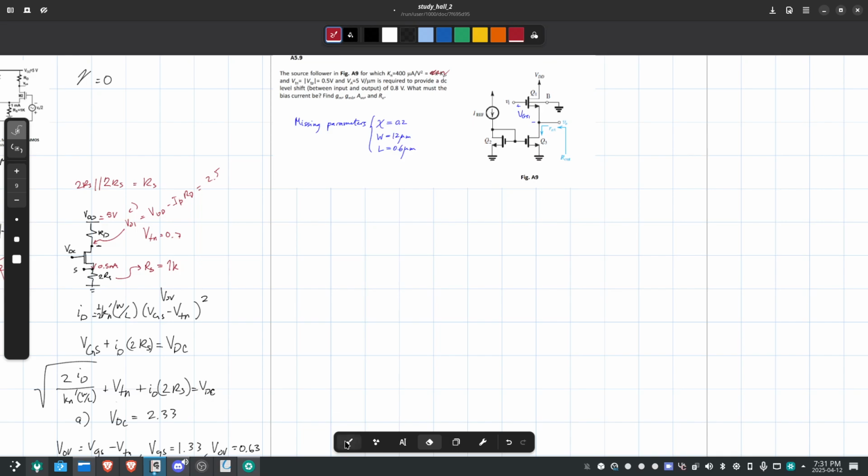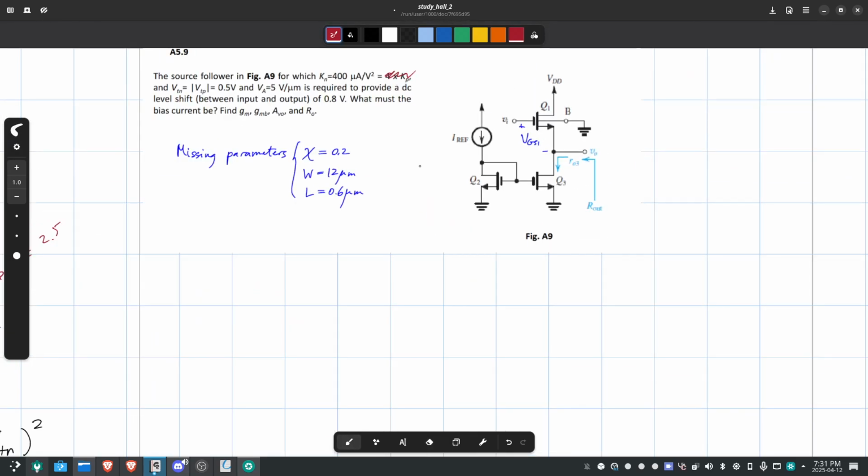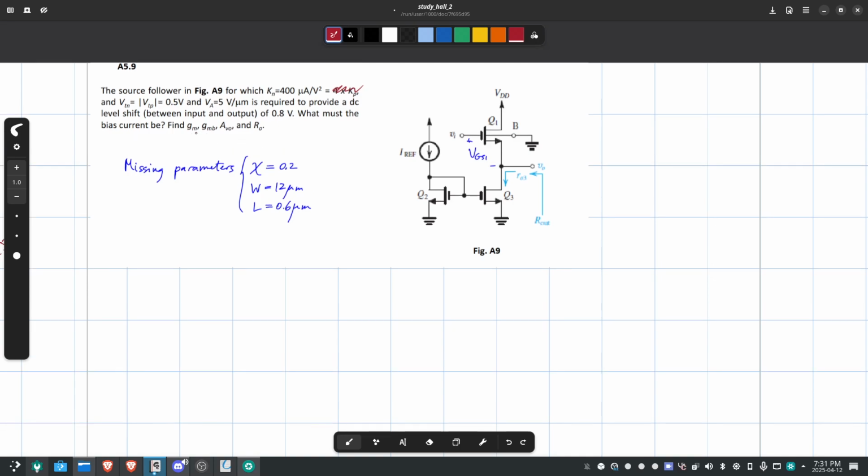Okay. What must the bias be? So find GMB, GM, AVO, and RO. That's an interesting one. DC level shift between input and output of 0.8 volts. What must the bias be? Sorry, I'm a little confused. Okay, so VDD is something and VO is between input and output. This is going to be VDD minus 0.8 if I'm understanding this question correctly. It's a little odd.